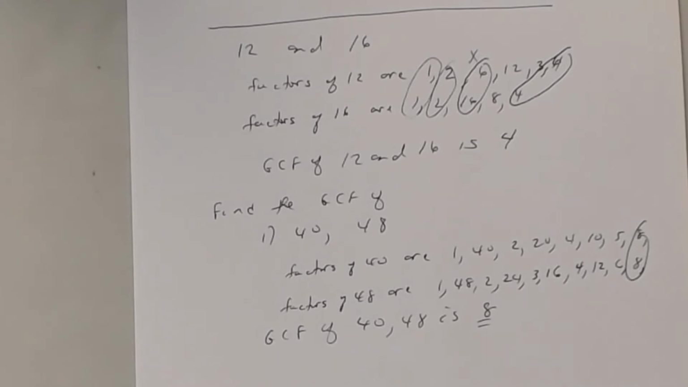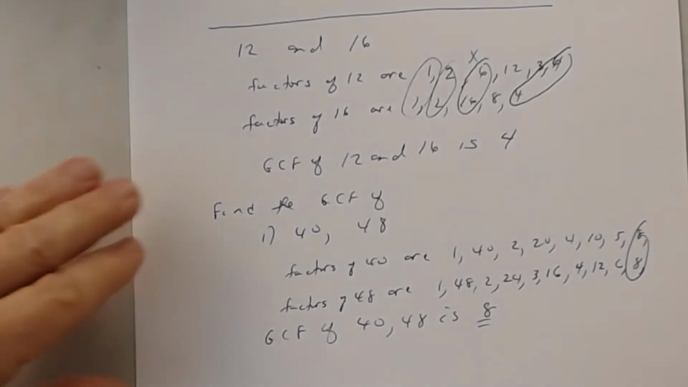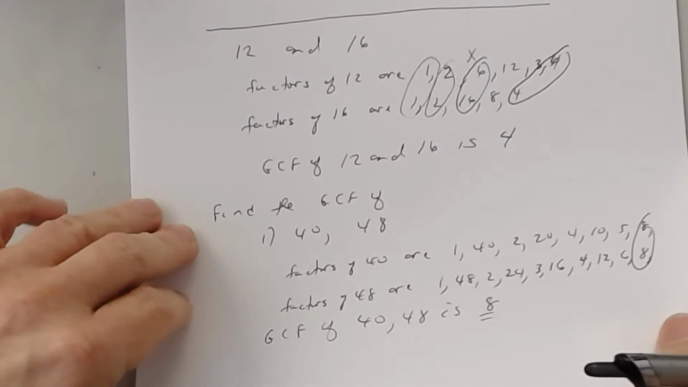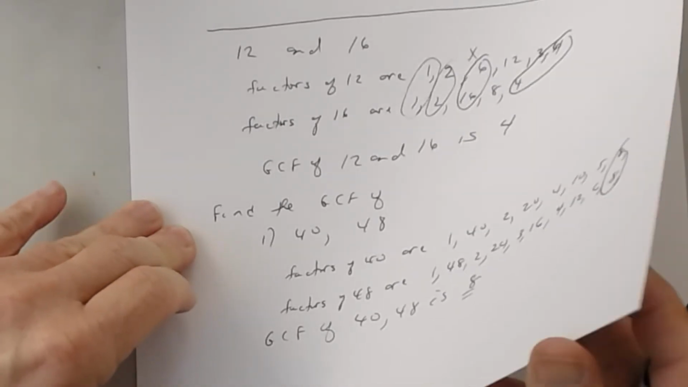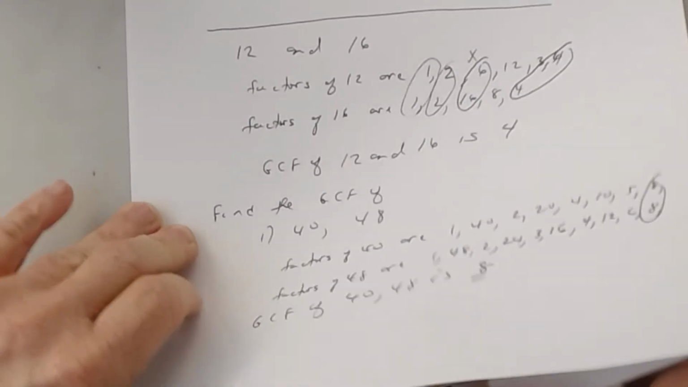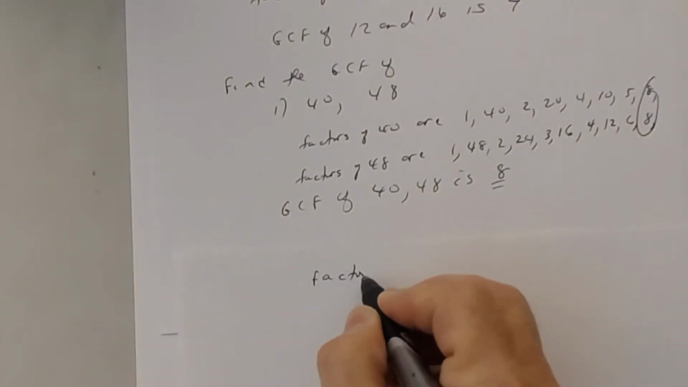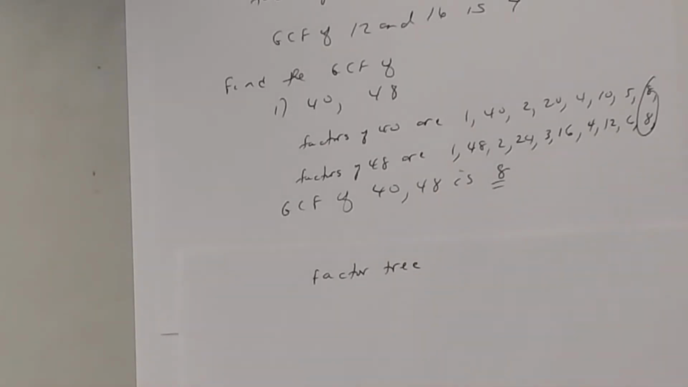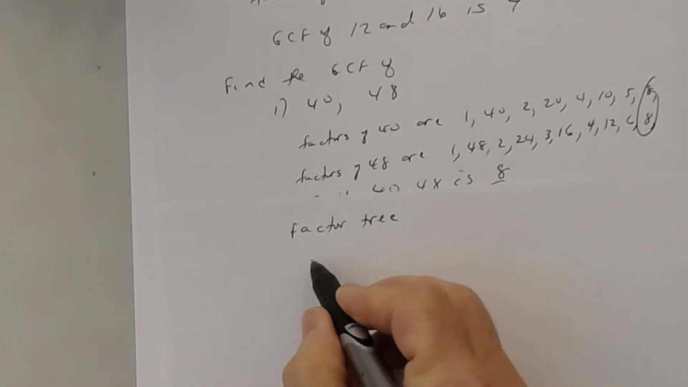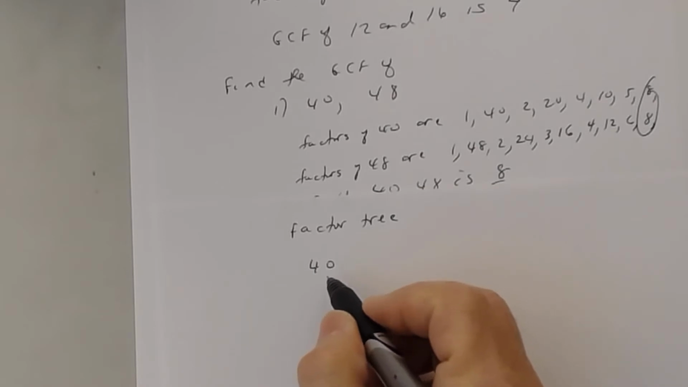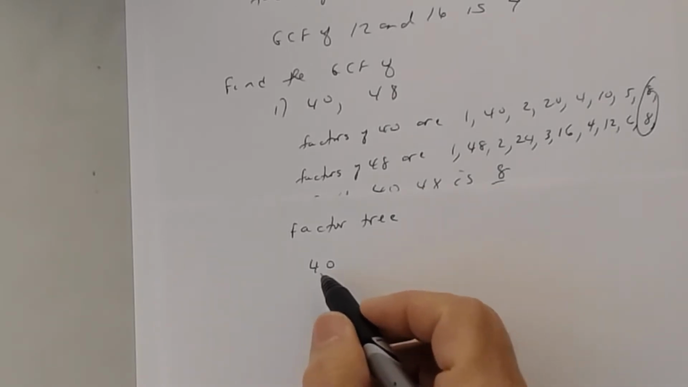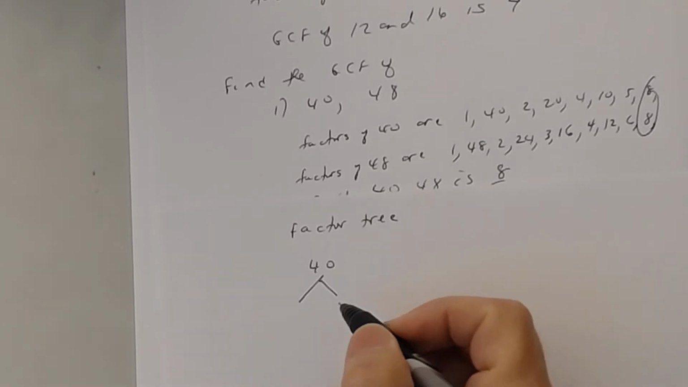Now, let me show you another way. Okay, listen carefully to this. This idea is going to help you with bigger numbers. You may remember in a previous course you talked about the factor tree. So basically what you did was this. You broke this down as branches of a tree.